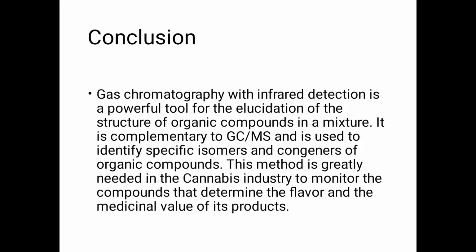Lastly, the conclusion. Gas chromatography with infrared detection is a powerful tool for the clarification of the structure of organic compounds in a mixture. It is complementary to the GCMS. It is also used to identify the specific isomers of the organic compound. This method is greatly needed in the cannabis industry to monitor the compounds that determine the flavor and medicinal value.